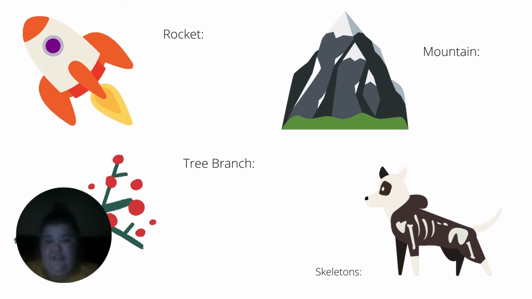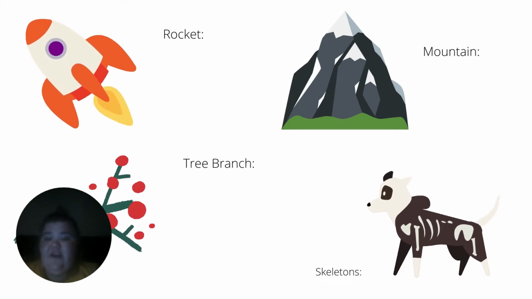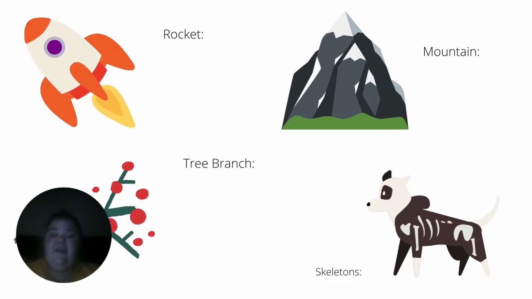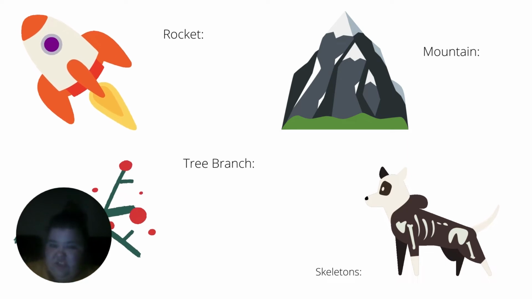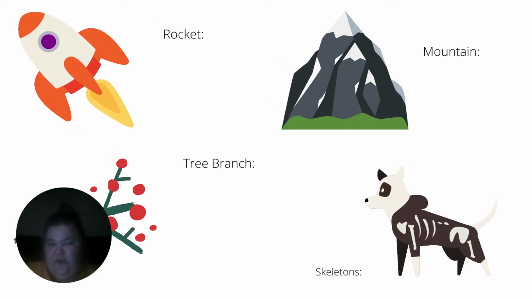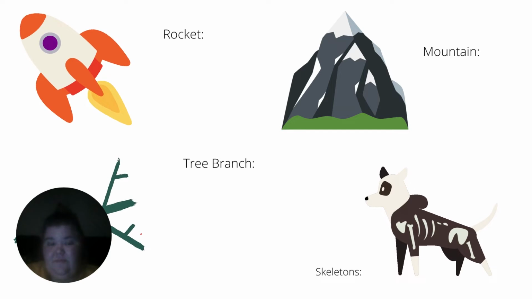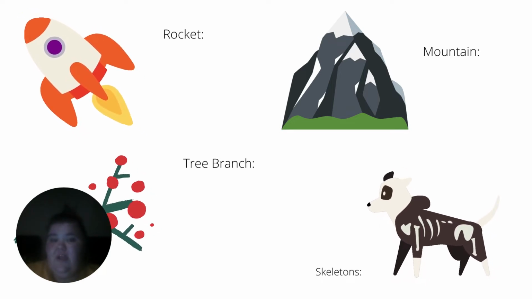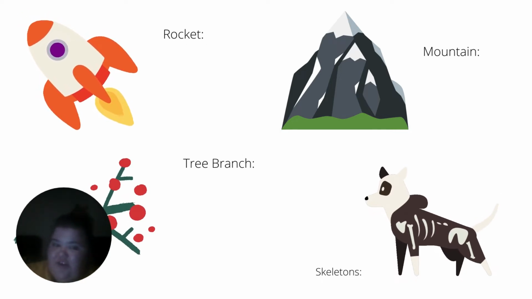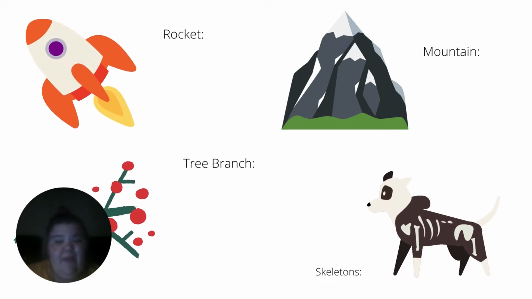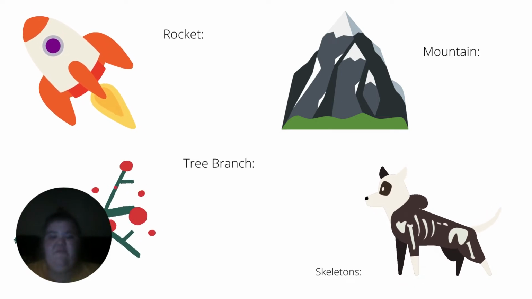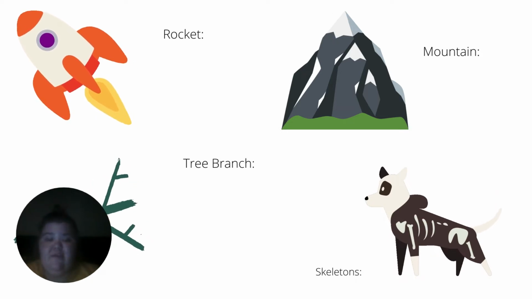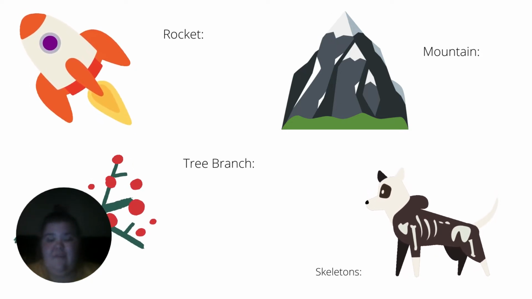Okay. Now we are going to do a little activity. For your first activity, I want you to look at the following images on the screen and then write down what type of structure it is. So we have a rocket, a mountain, a tree branch, and then we have a dog with a cute hoodie on, which represents a skeleton. I'm going to give you a few minutes to first answer this or think about the answers, and then we'll discuss it further.